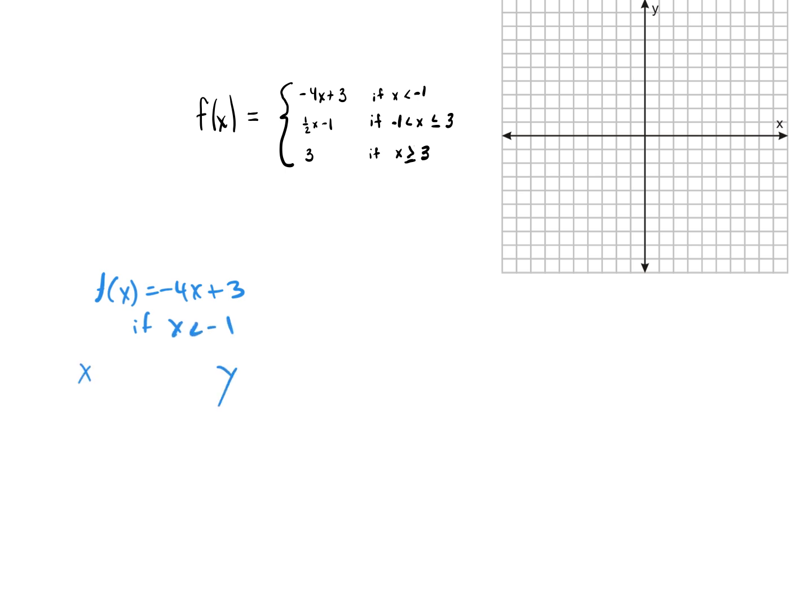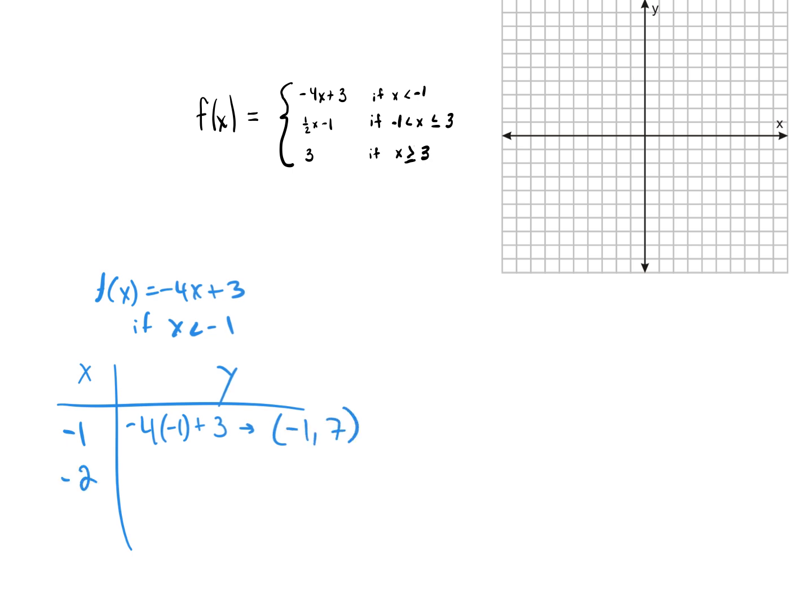If we do an XY chart, I'm just going to choose a few points. Again, 2 or 3 points, you don't have to keep going crazy from there. I'm going to start at negative 1, and then I'm going to pick smaller numbers: negative 2, negative 3, negative 4. I'm probably just going to stop around negative 3, depending on how high the y gets. So we're going to do negative 4 times negative 1 plus 3. That's going to give us positive 4 plus 3 is 7.